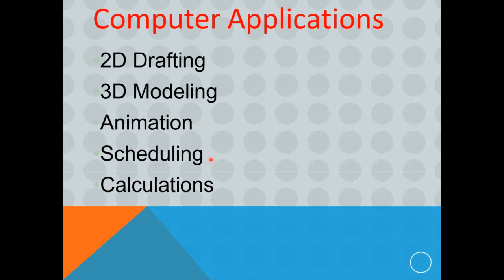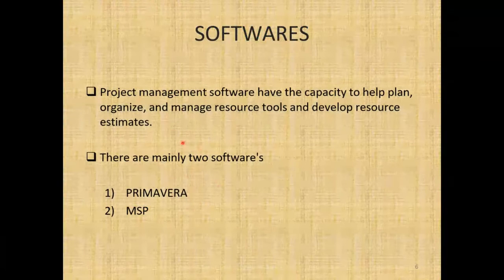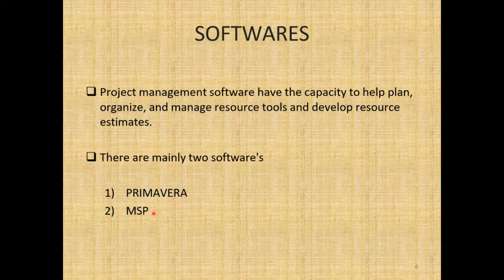Okay. Scheduling, like we did in project management, we have different activities, from the beginning of the project till the end of the project. Okay. And finally, we can also do calculations by using computer applications. In project management software, normally we use Primavera and Microsoft Project.